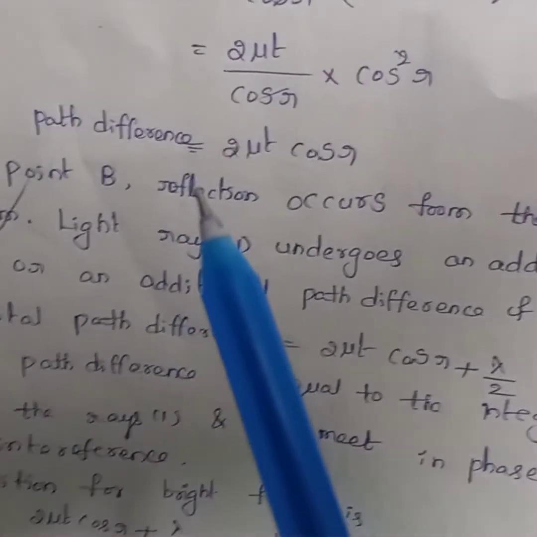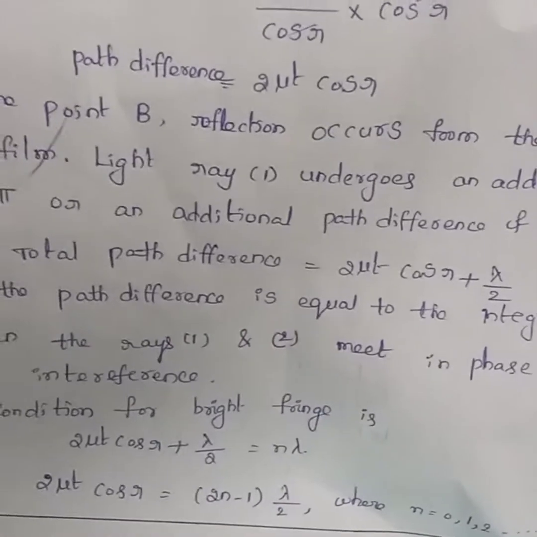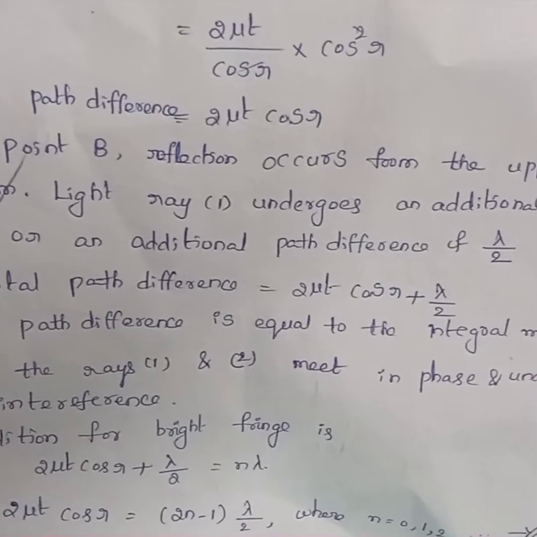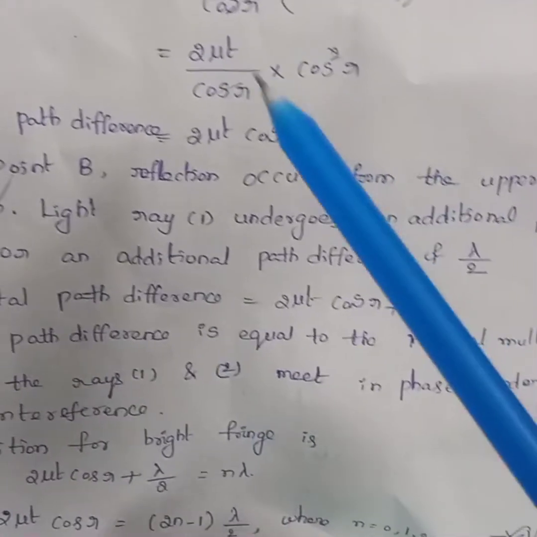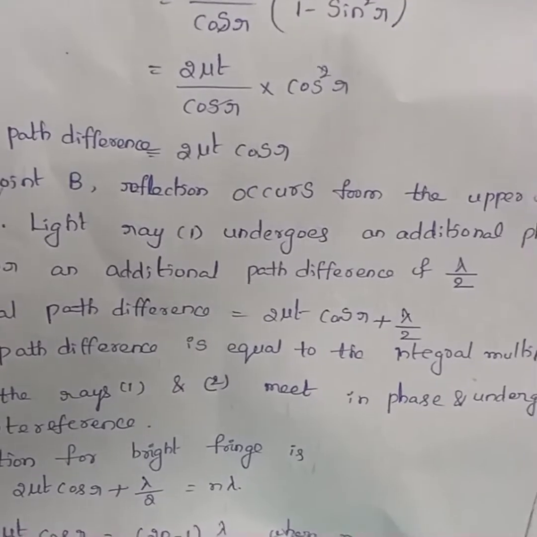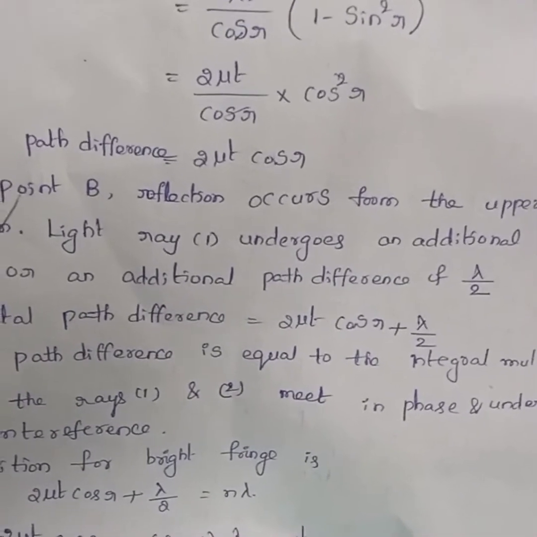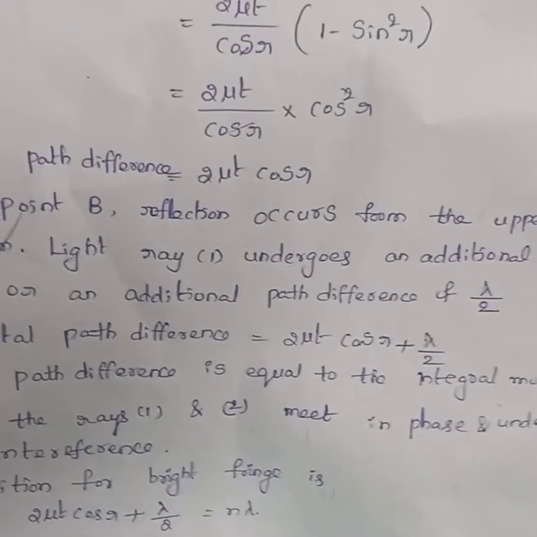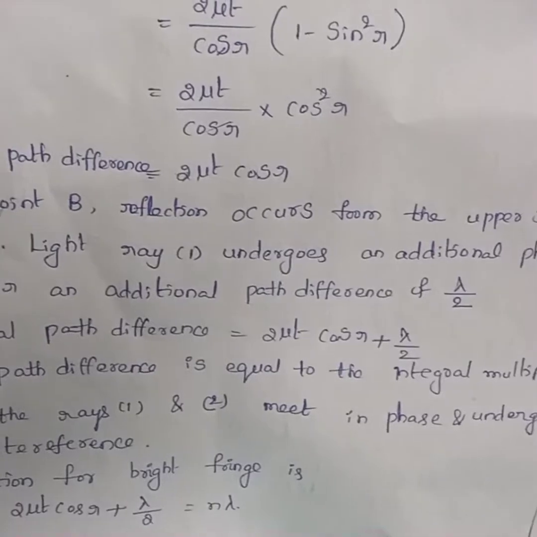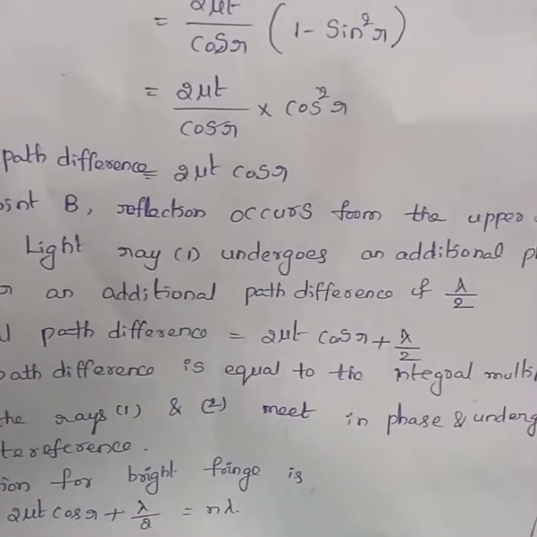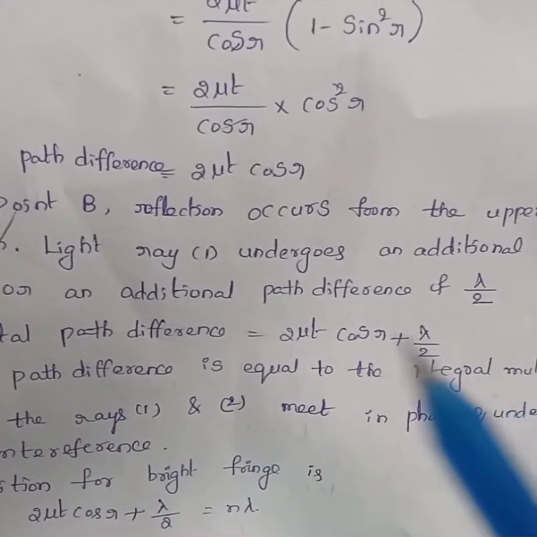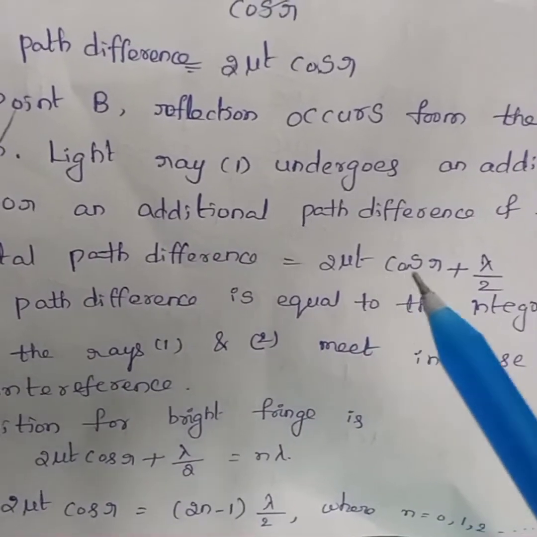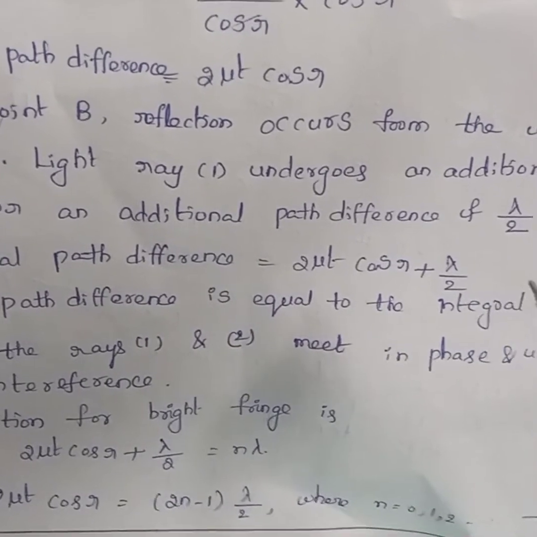So after that already we know that the interference can be divided into two parts, that is constructive interference and destructive interference. So here, for the incident light ray at the point B, there exists some reflection. So the reflected ray additionally undergoes a path difference of lambda by 2. So that's why we add lambda by 2 to the path difference. So the total path difference can be written as 2 mu t cos R plus lambda by 2.